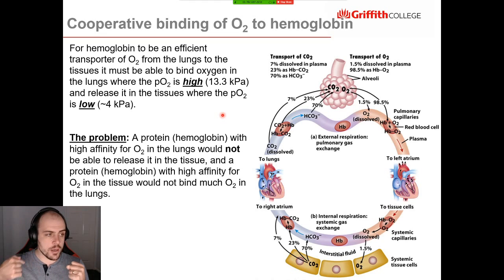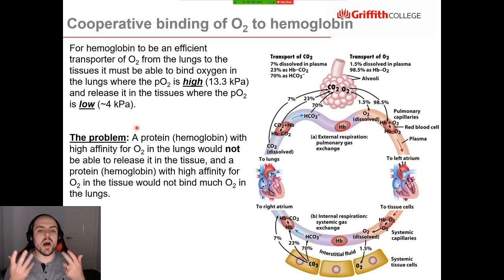But when it's moving around my body, I don't want it to hold on to oxygen. I want it to deliver oxygen. So, for hemoglobin to be an effective transporter, it has to bind when the oxygen PO2 is high and release it when it's low. But the problem that we have here is that if oxygen has a high binding affinity.